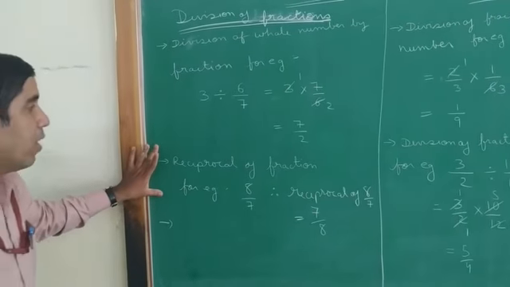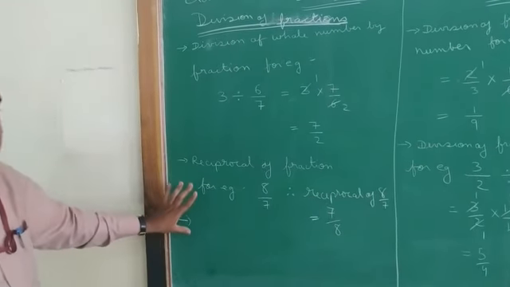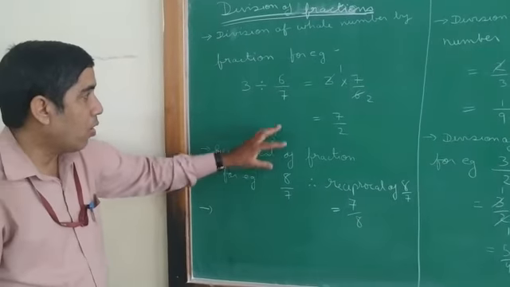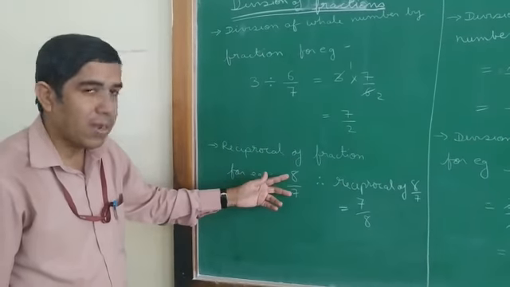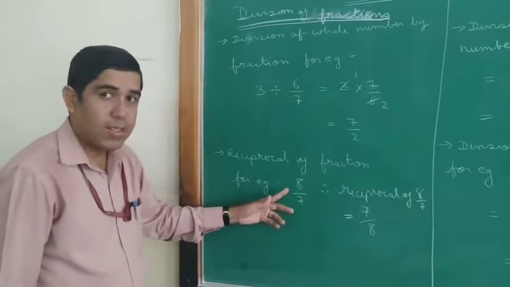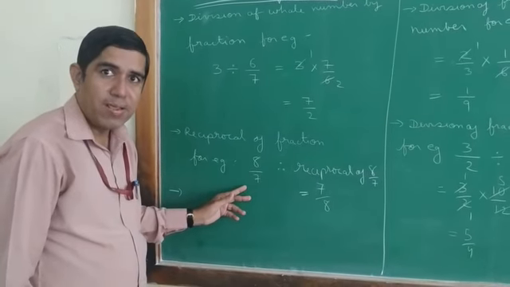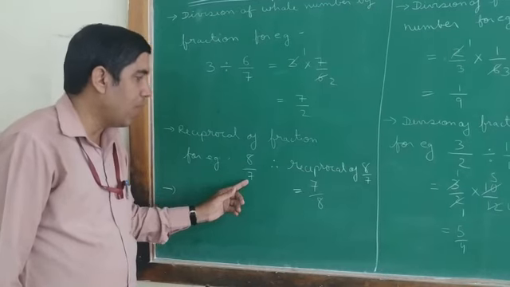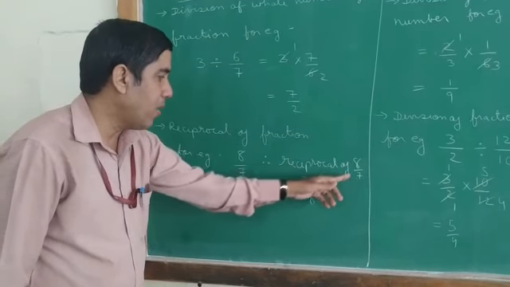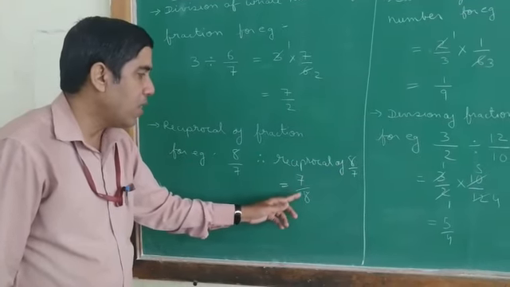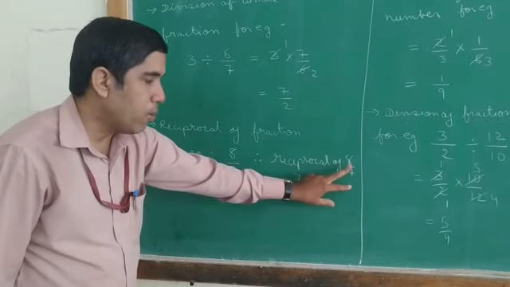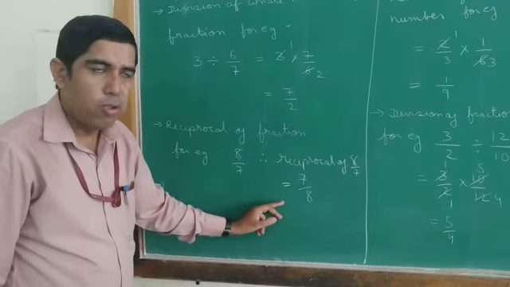Now the second point, reciprocal of a fraction. What is the reciprocal? I already discussed it, but again I will discuss the reciprocal of a fraction with you. The fraction is 8 by 7. Therefore the reciprocal of 8 by 7 is equal to 7 by 8. The numerator became the denominator and the denominator became the numerator.